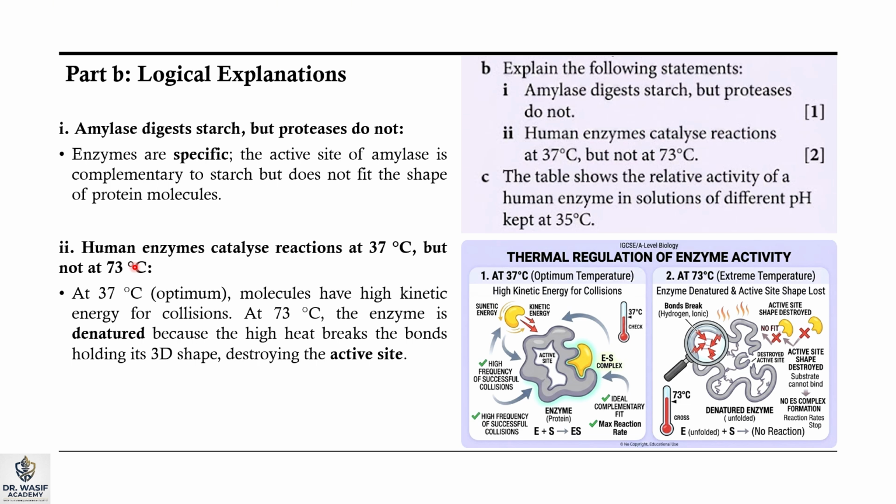The second question is human enzymes catalyze reactions at 37 degrees Celsius but not at 73 degrees Celsius. The answer is 37 degrees Celsius is optimum for these reactions. Molecules have high kinetic energy for collisions, meaning optimum kinetic energy. But at 73 degrees Celsius, the enzyme is denatured because the high heat, meaning high temperature, breaks the bonds holding its 3D shape. So it destroys the active site. This is a perfect example of it.